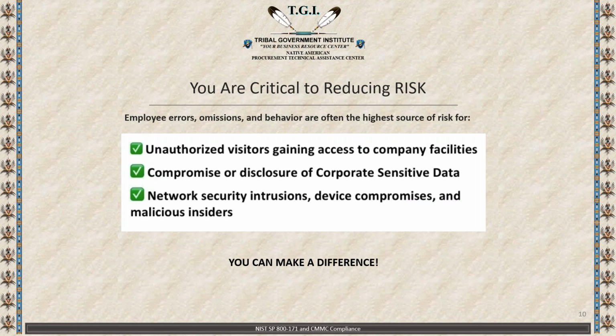Employees are your greatest resource and also your greatest liability. Employee errors, omissions, and behavior represent 90% of all cyber risk when it comes to breaches and unauthorized disclosure of protected data. It will be a requirement for your employees to understand how to properly handle FCI and CUI, as well as corporate sensitive data. Your employees will have to understand what they can and cannot do when it comes to handling protected data.